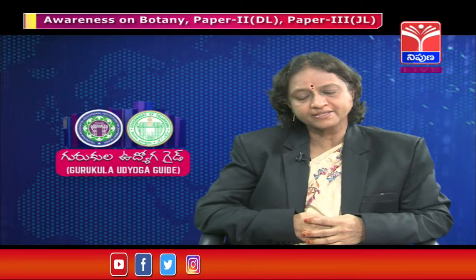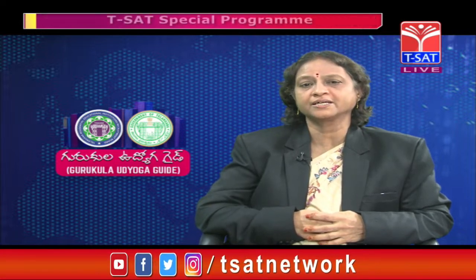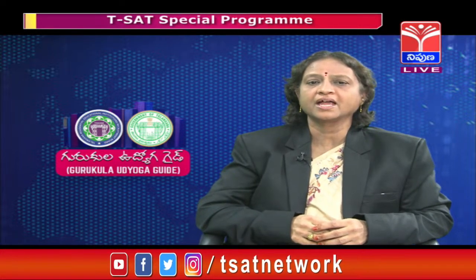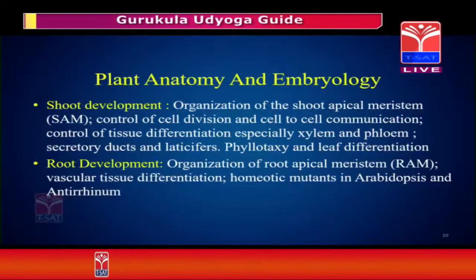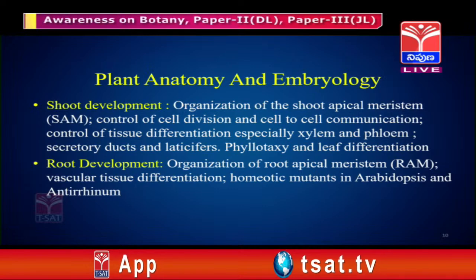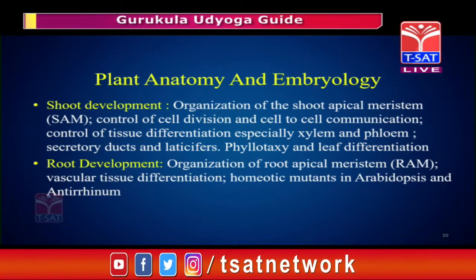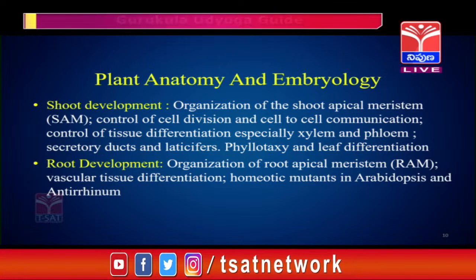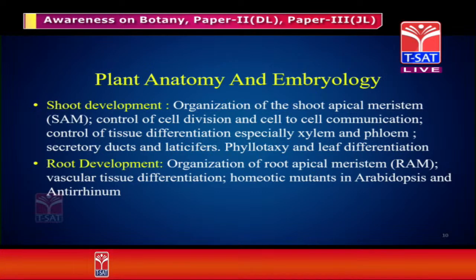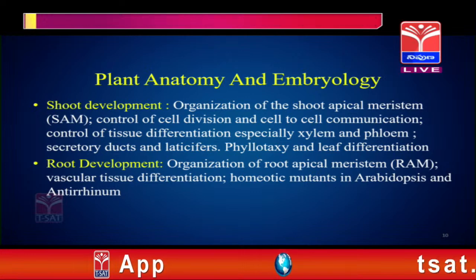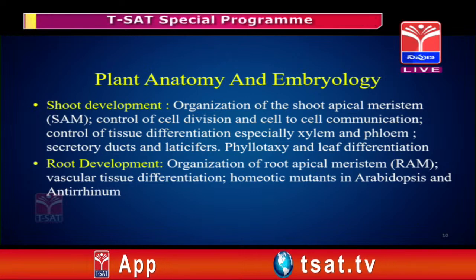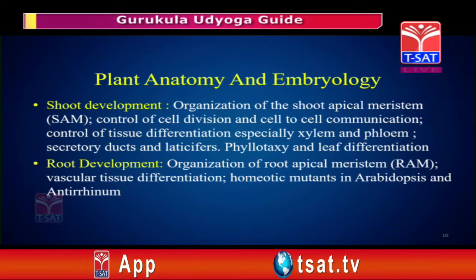Then in the next unit, that is plant anatomy and embryology, both RAM and SAM, that is root apical meristem and shoot apical meristem, these developments, that is how the shoot is developing, how the root is developing, what are the different theories which explain the development of these meristems, where the divisions are occurring, which is the area where the divisions are occurring. All these things have to be learnt.